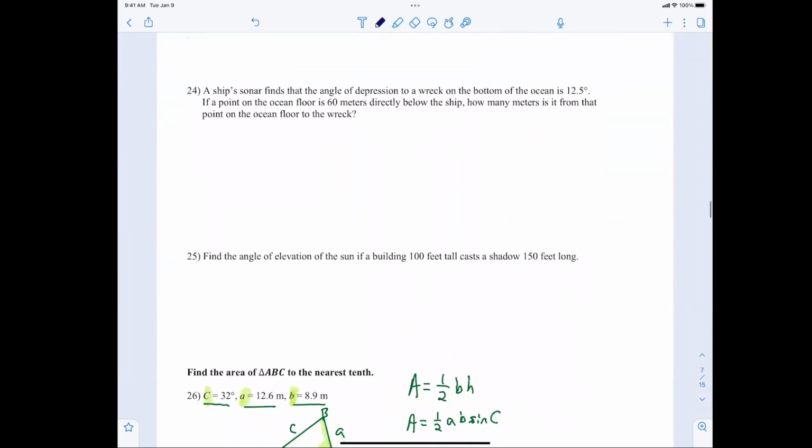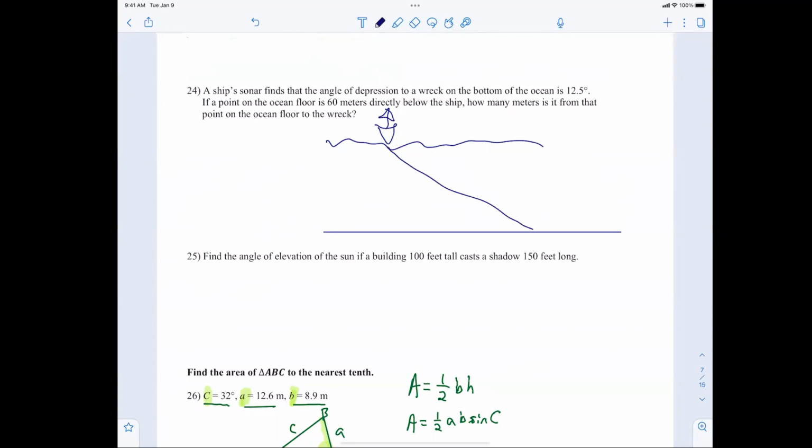Ship sonar finds the angle of depression. All right, so a ship is on the sea, right? An angle of depression to the wreck, to the bottom of the ocean. So here's the bottom of the ocean, spots a wreck. Now, to me, the angle of depression, I don't ever write the angle of depression. I always just come over here and write 12.5. To me, it's the angle of elevation that's always easier.